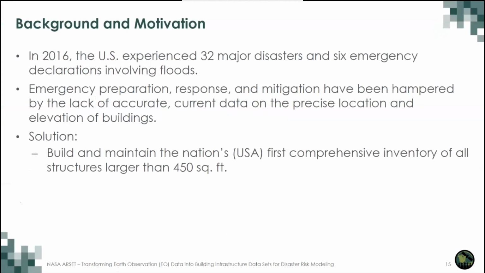The driving force behind USA Structures was that in 2016, the United States experienced 32 major disasters, 6 of which involved flooding emergency declarations. And during that time, emergency preparation, response, and mitigation had all been hampered by the lack of accurate current data on the precise location and elevation of buildings. So ORNL proposed a solution that they would build and maintain the nation's first comprehensive inventory of all structures larger than 450 square feet.